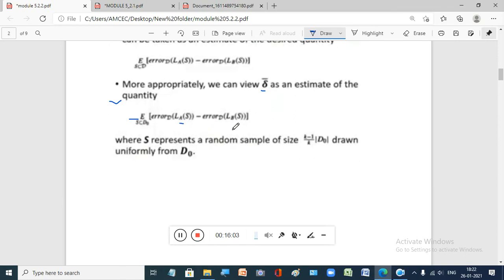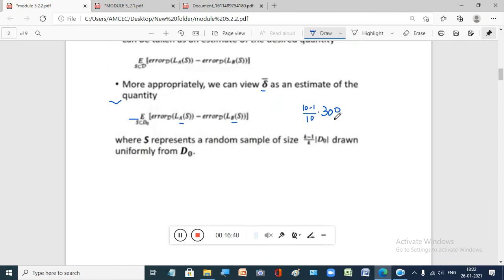So what does (k minus 1) by k mean? How many partitions have we done? In total 10 partitions, so k minus 1 means 10 minus 1, divided by 10, into D0. How many data points do we have in total? We have 300. The data set was 300 and we divided it into 10 partitions, so this is 9 by 10 into 300, which is around 270. So what will your random sample size be every time?